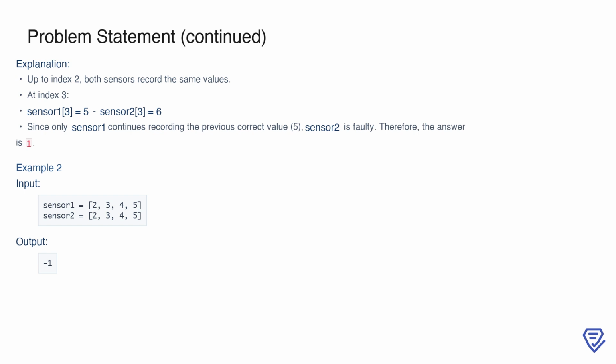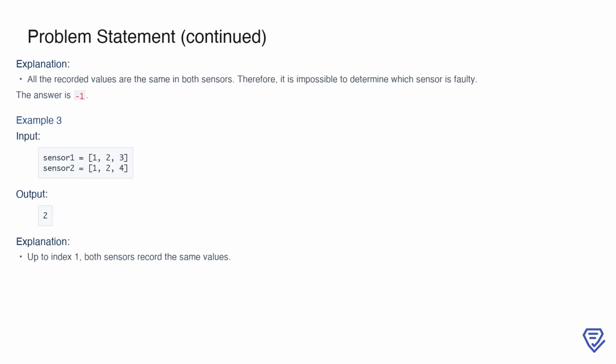Let's consider another example where the sensors record identical data throughout. In this second example, both sensors record 2, 3, 4, 5. Since all the recorded values are identical at every index, there is no evidence to suggest that either sensor is faulty. In such cases, we return -1, as it's impossible to determine if there is a faulty sensor.